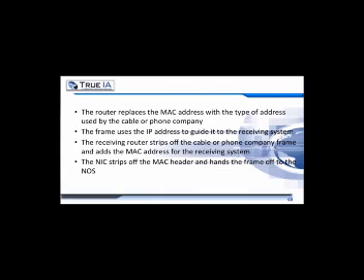So now we have our router doing what routers do best. The router replaces the MAC address with the type of address used by the cable or phone company. The frame uses the IP address to guide it to the receiving station. Once it arrives, the receiving router strips off the cable or phone company's special frame and adds the MAC address of the receiving station. Then that NIC will strip off the MAC header and hand the frame off to the network operating system.